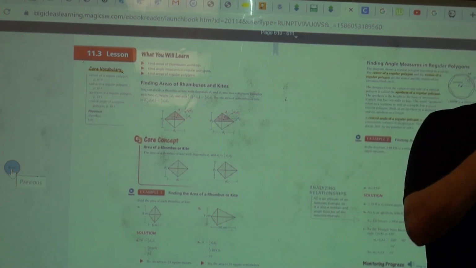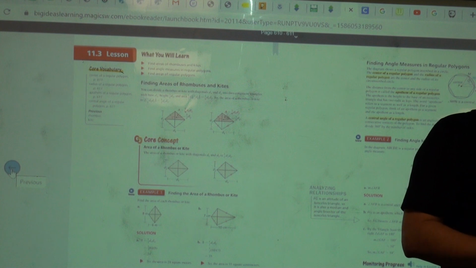Okay, geometry students, on to our next topic. It's 11.3, chapter 11.3. It starts on page 610. The title is Areas of Polygons.